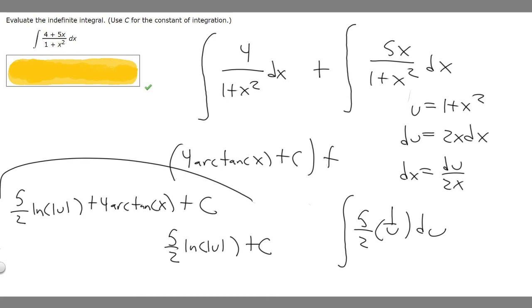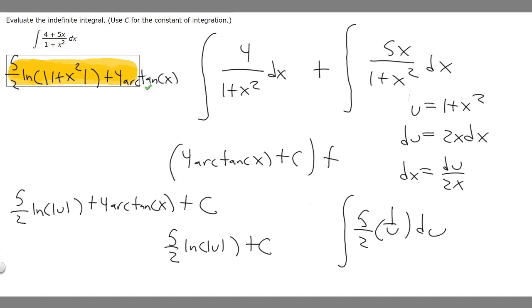So now we've got it like this. All we've got to do is replace u with what we solved u to be, which is 1 plus x squared. So our final answer is going to become 5 over 2 times the ln of the absolute value of 1 plus x squared, then plus 4 times the arctangent of x plus C. So this right here is going to be our final answer.